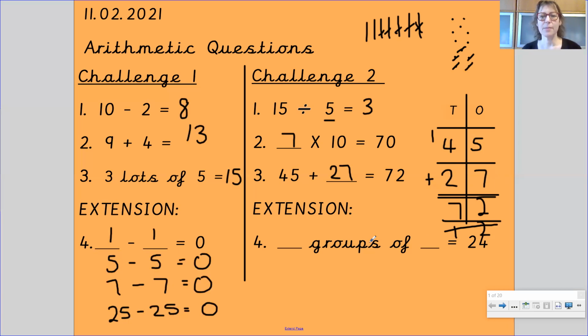Right, my extension, something, groups of something equals 24. Right, so if I had one group and I put all 24 into that one group, I would have 24.